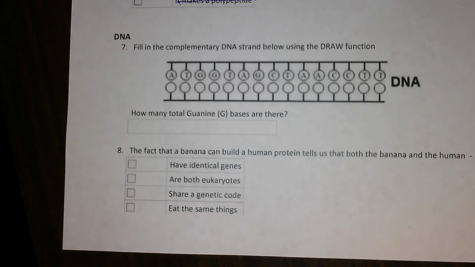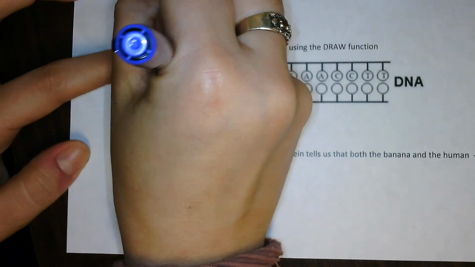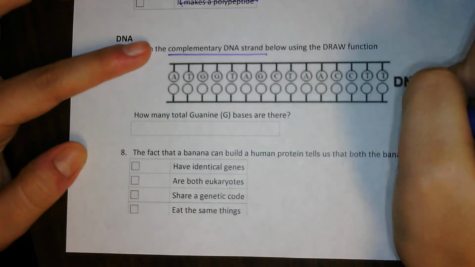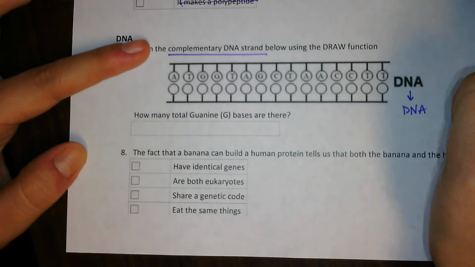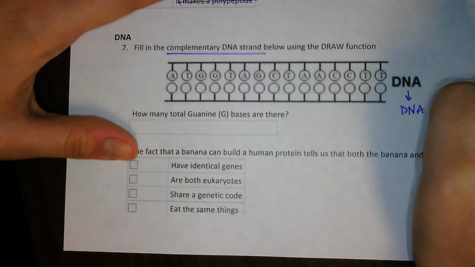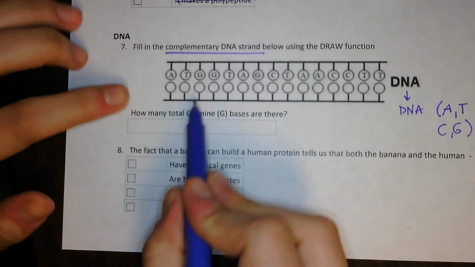All right, next up we got our DNA section. So number 7, fill in the complementary DNA strand. This means I need to go from DNA to DNA. So I will have the bases adenine, thymine, cytosine, and guanine. All right, so fill it in.